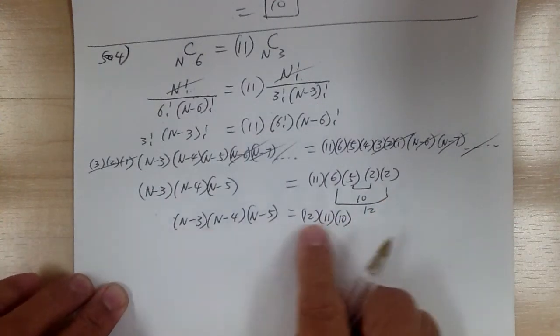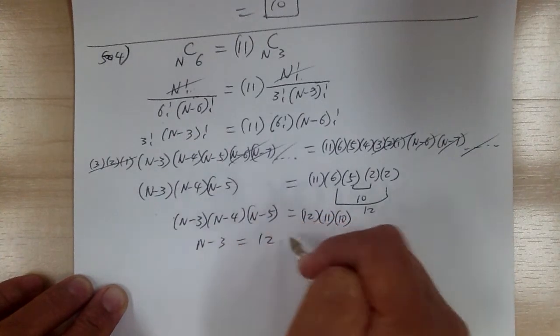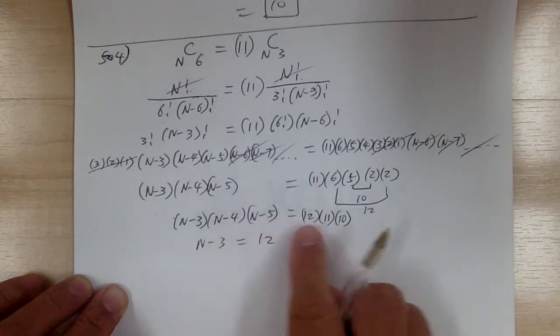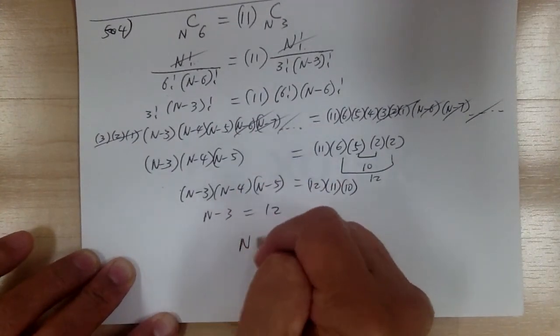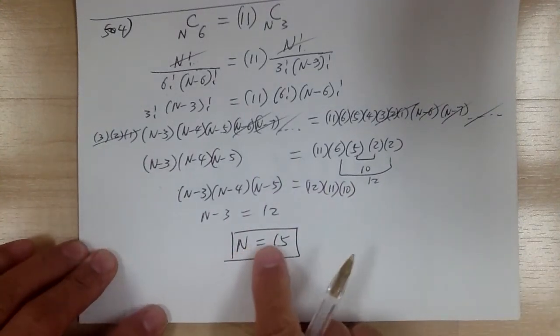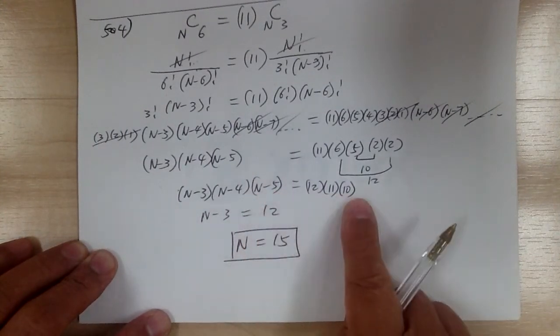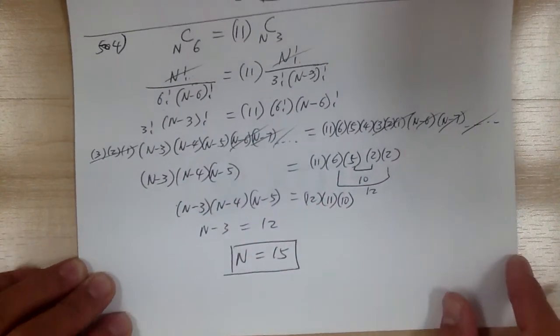So by matching it up, you can see that n minus 3 equals 12. And then the next ones will be the 11 and the 10. It doesn't matter which one you match up. So from here you can see n equals 15. Okay. And you can check, right? n equals 15. So 15 minus 5 gives you 10, 15 minus 4 gives you 11, 15 minus 3 gives you 12.